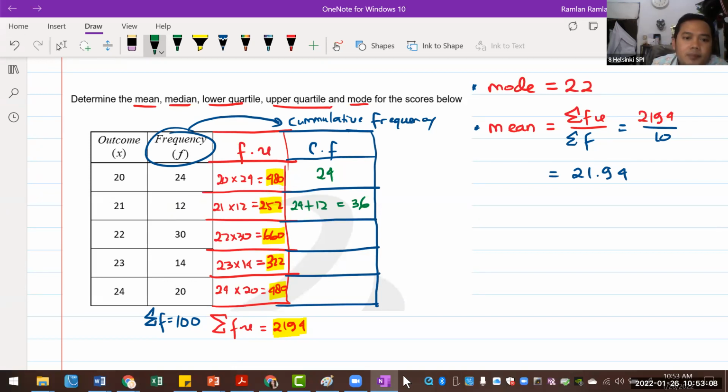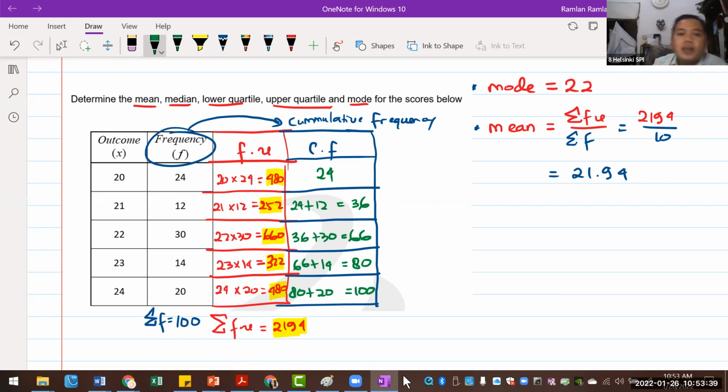Okay, next up, again, just add that with the frequency after that, which is 30. So you add that 36 with 30. So 36 plus 30 equals 66. Again, add them again with the frequency after that, which is 14. So 66 plus 14 will be equals to 80. And then add it again with the last one, 80 plus 20 is equals to 100.